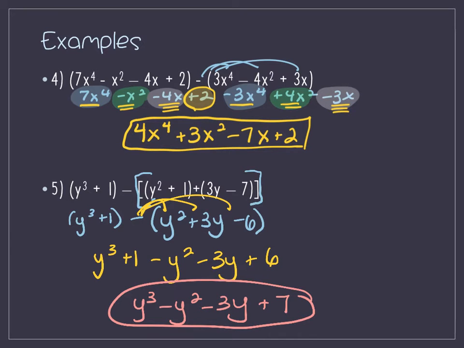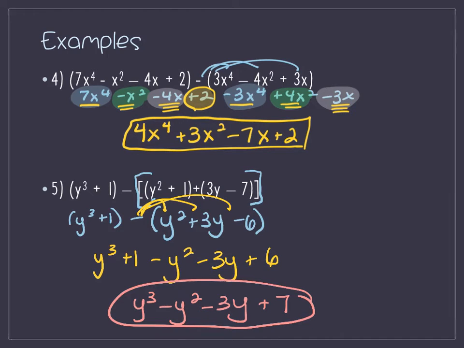Number 5, you want to do the innermost parentheses first, so I got to take care of what's happening in those brackets, which is y squared plus 1 plus 3y minus 7. That becomes y squared plus 3y minus 6 because of the positive 1 and the negative 7. Then the minus gets distributed to everything after it. And I get y to the 3rd plus 1 minus y squared minus 3y plus 6.